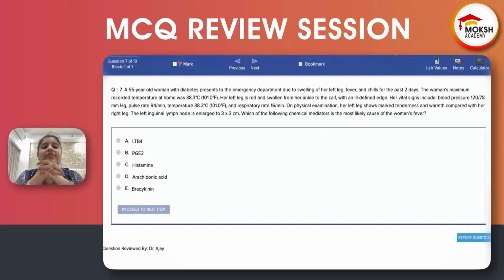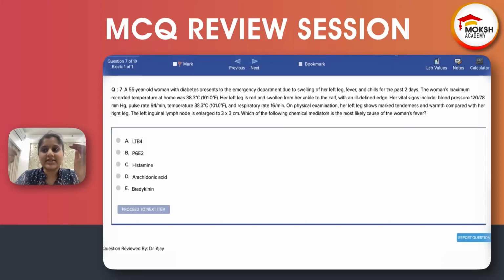We have a 55-year-old woman with diabetes who presents to the emergency department due to swelling of her left leg, fever and chills for the past 2 days. The woman's maximum recorded temperature at home was 38.3 Celsius. Her left leg is red and swollen from her ankle to the calf with an ill-defined border.